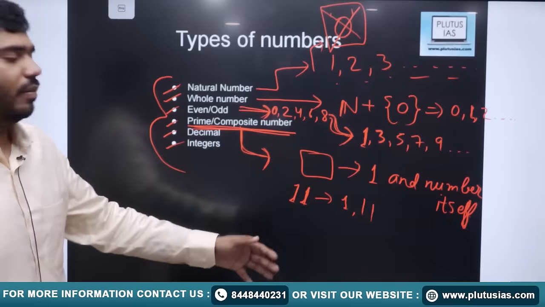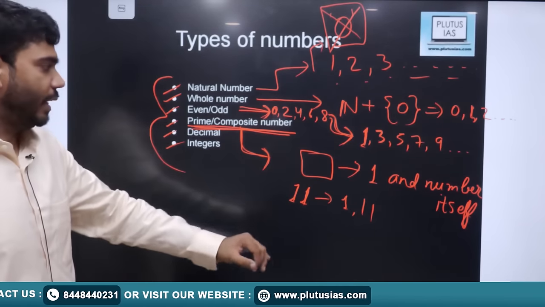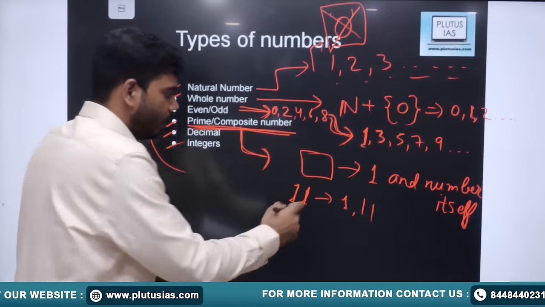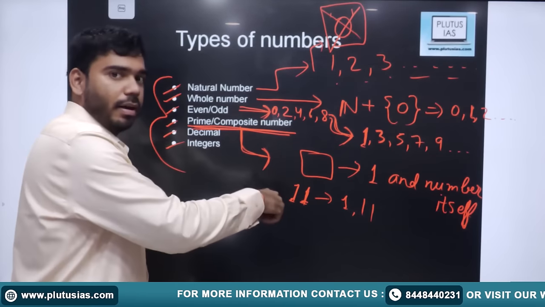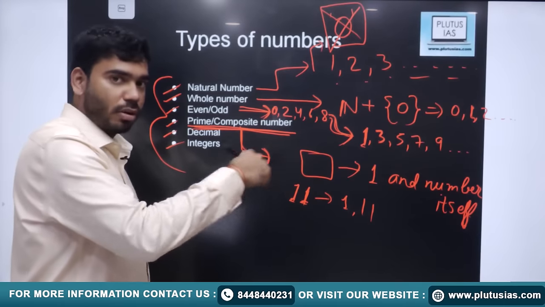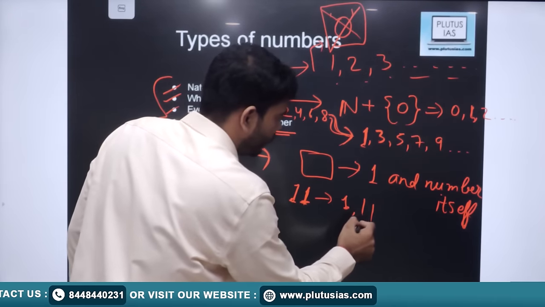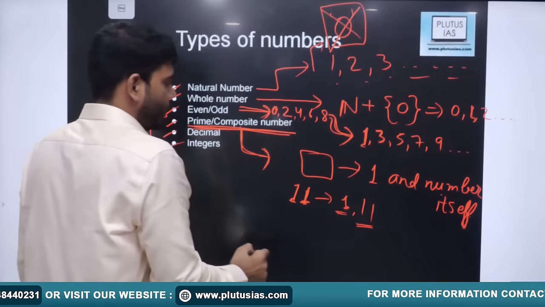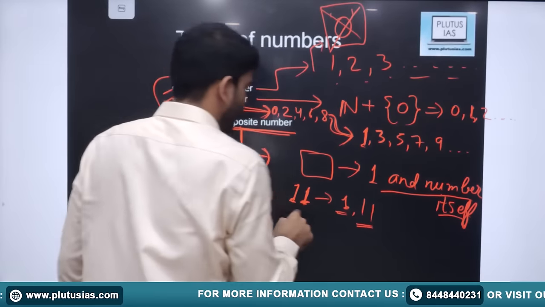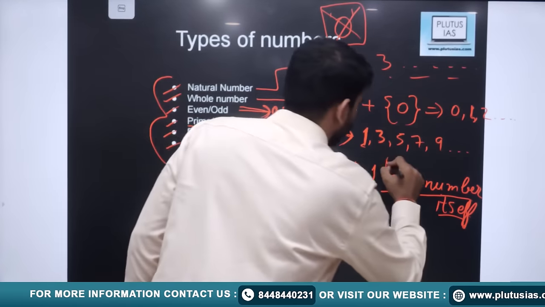Well, if we divide 11 by 2, we get 5.5, but it is not a complete division. We get a remainder, and the remainder when divided by 2 will be 1. So 2 does not divide 11 completely, and that's why 2 is not a factor of 11. So 11 only has two factors, 1 and 11 itself. Since there are only two factors of 11, 11 is a prime number. Right? Prime number.